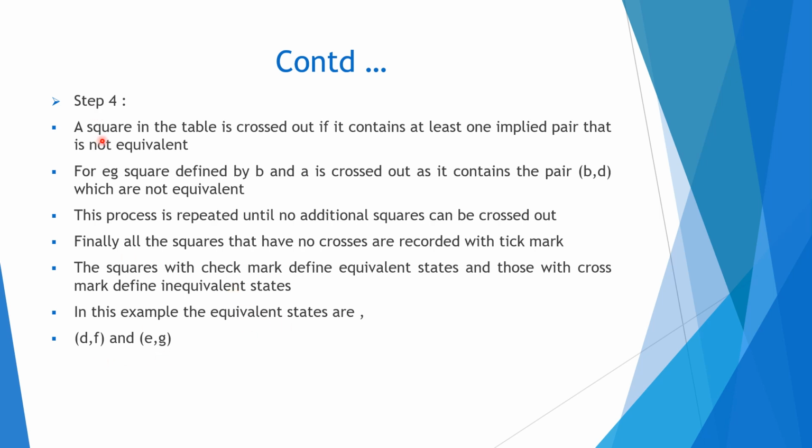So this is step 4. A square in the table is crossed off if it contains at least one implied pair that is not equivalent. For example, the square defined by B and A is crossed out as it contains the pair BD, which is not equivalent.